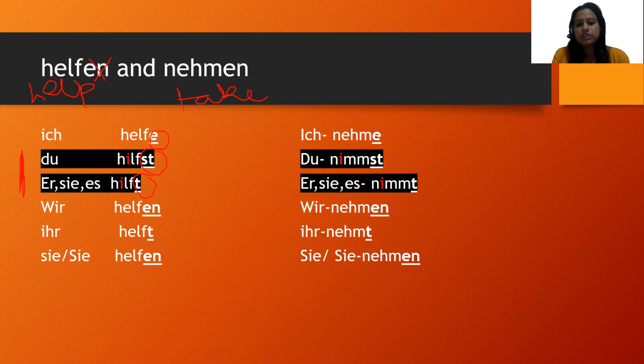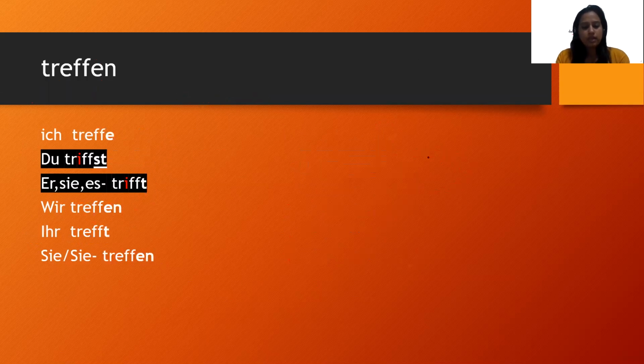And then you have ich nehme, that is e ending. Then du nimmst, st ending. What happens is e changes to i. Okay, er/sie/es is t, e changes to i. We are nehmen, you are nehmt, nothing changes. Okay, so basically for wir, ihr, sie nothing changes, the change is only in your du and er/sie/es. Okay, and then we'll do the last one, that is treffen means to meet.